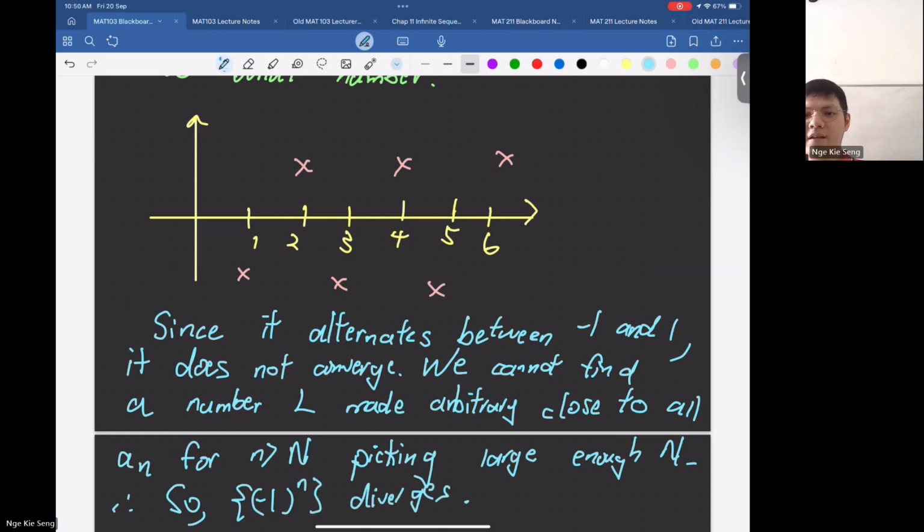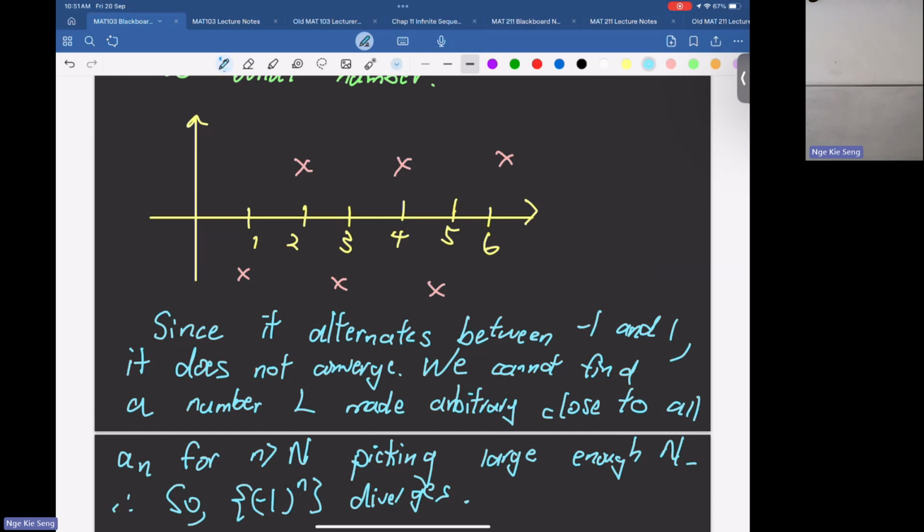But I'm not happy. You say you cannot find one? You have to prove to me that you cannot find one. So how to prove you cannot find one? This is where contradiction is very useful. Sometimes contradiction is not useful: even if you prove a statement, you haven't told me how to do it, you just contradict it. But this time contradiction is very useful. To prove something cannot be done, assume you can do it. Suppose I have an L, and the sequence can converge to it.